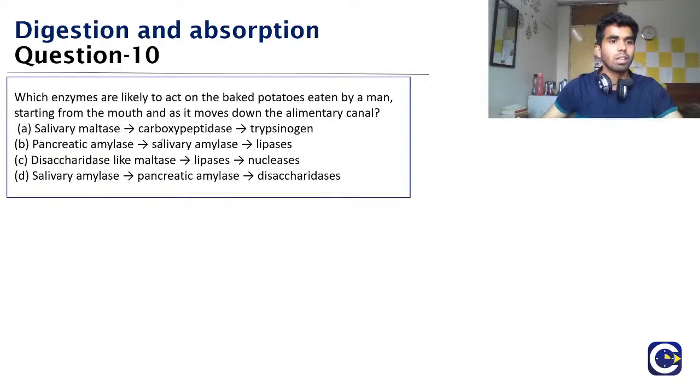So question number 10. Which enzymes are likely to act on the baked potatoes eaten by a man starting from the mouth as it moves down the alimentary canal? Option A, salivary maltase followed by carboxypeptidase, then trypsinogen. Option B, pancreatic amylase, then salivary amylase, then lipases. Option C, disaccharidases, lipases, nucleases. And option D, salivary amylase, then pancreatic amylase, then disaccharidases. So what will be the answer for this question?